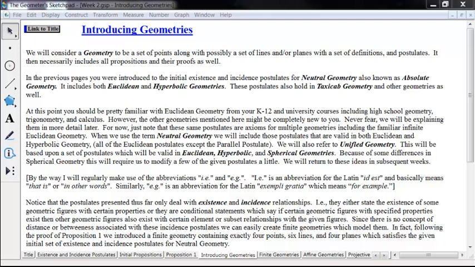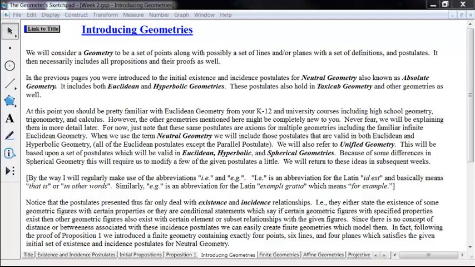However, I hope that you're fairly familiar with Euclidean geometry. That's your basic geometry from your K-12 and university courses, including such things as middle school mathematics, high school geometry, which you may have actually had in junior high school, trigonometry, pre-calculus, calculus, those kinds of courses. You would have encountered a lot of geometry and a lot of properties about geometry. So for now, just note that these same postulates are axioms for not only that Euclidean geometry of which you're familiar, but also for multiple geometries, including Euclidean geometry.